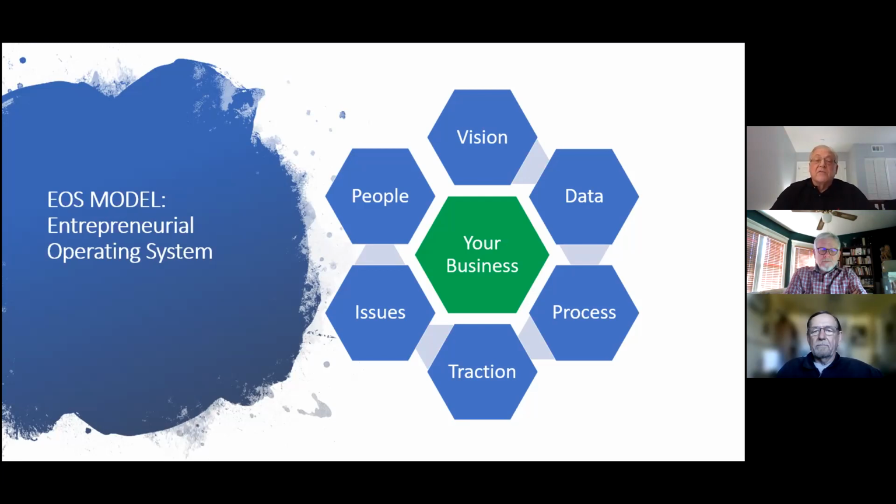Data is having a dashboard that you review on a weekly basis, which I found very interesting, of your 5 to 15 leading indicators of your business. Process is the best way every time for getting things done in the business, and there's no exceptions to that. And issues are spending a lot of time on problems and solving them to make the business run better. And then last is his bullet point called Traction, which is basically focusing on 90-day priorities and having weekly and quarterly meetings. We're going to get into this in a little more detail here.